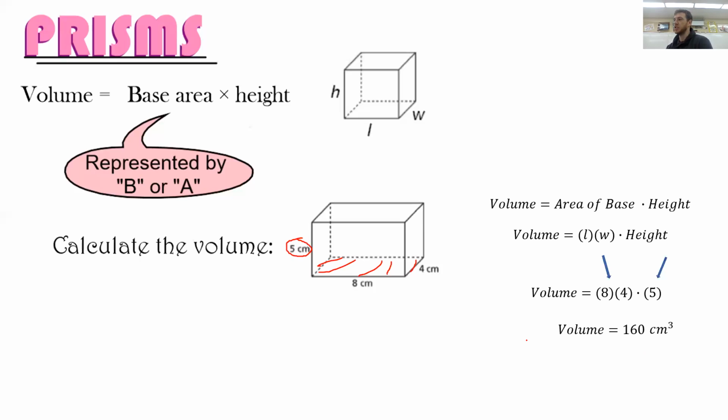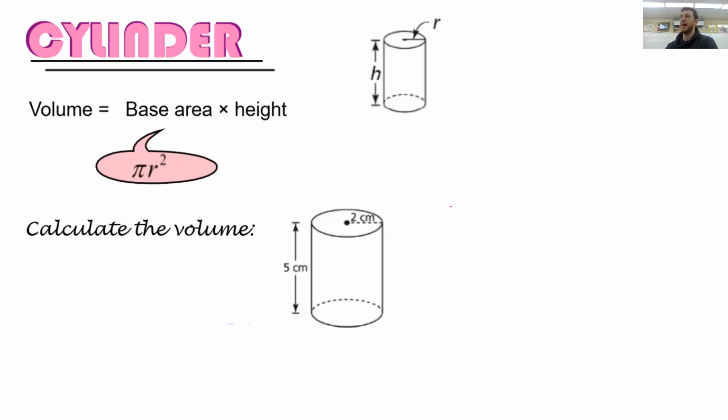All right, so if there's no questions, I'll move on. So the volume of a rectangular prism is L times W times H. It's the easiest shape you guys are going to get. Okay, calculate the volume of a cylinder.